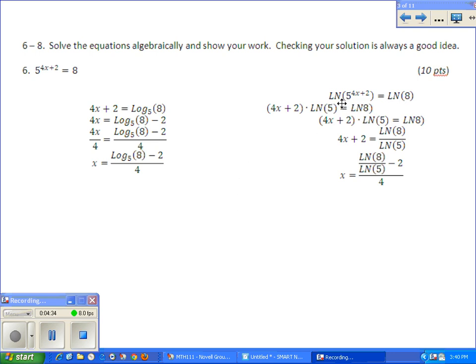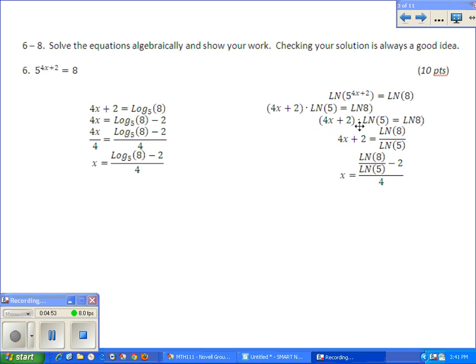Another way to approach the problem is to take the log of both sides. I went with the natural log. The common log would work just fine. So if I natural log both sides of the equation, that allows me to use the power property and pull the 4x plus 2 exponent out in front as a multiplication problem. And I seem to have this in here twice. Sorry about that.